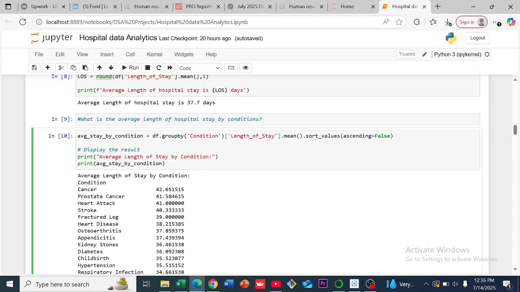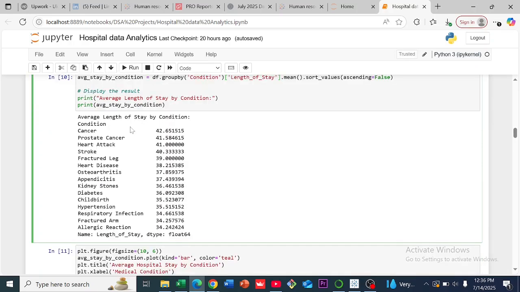So remember that the dot mean will give you the average value, right? And we'll be adding the dot sort values to sort our values in descending order. We want to get the condition with the highest length of stay on top of our table.